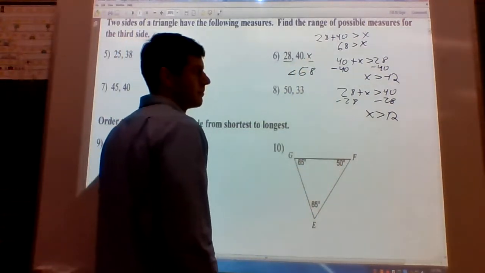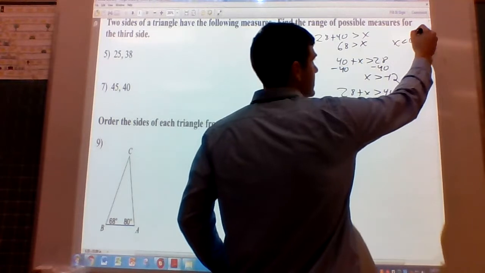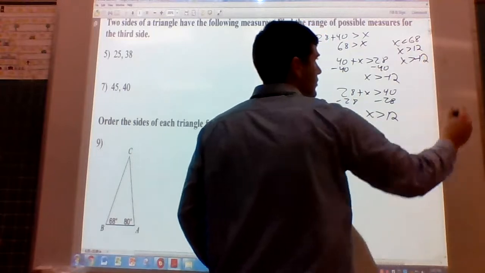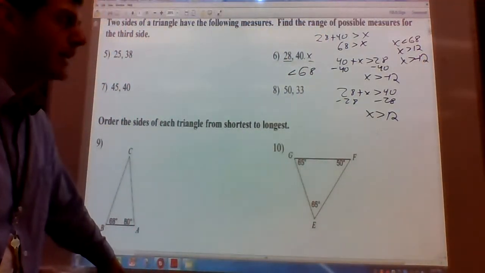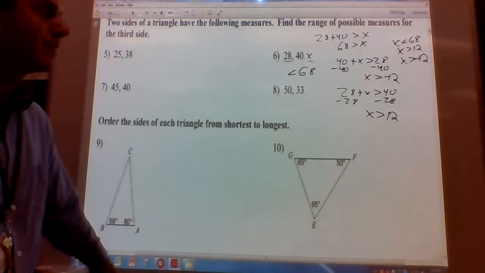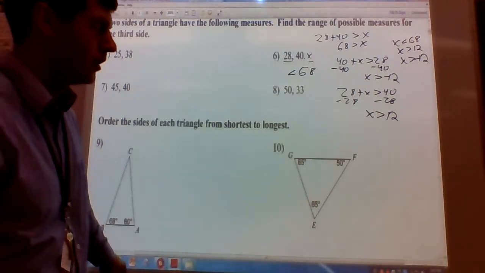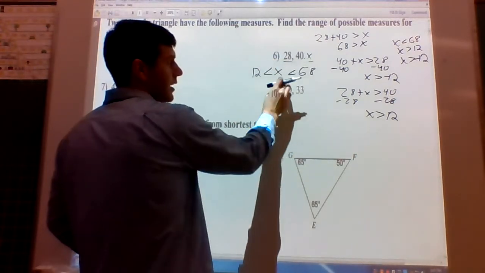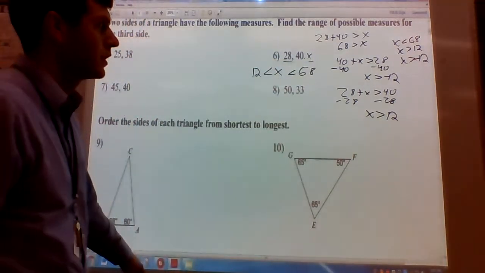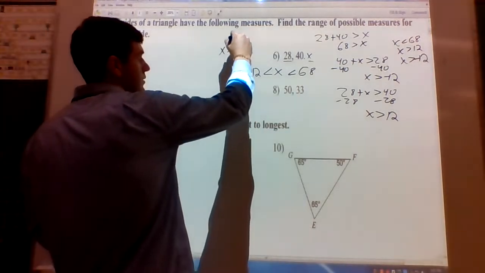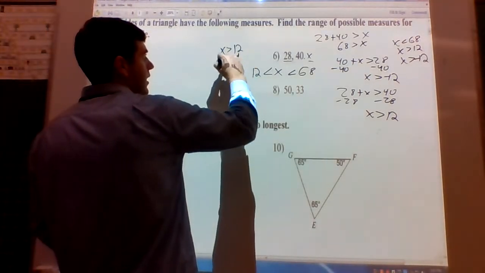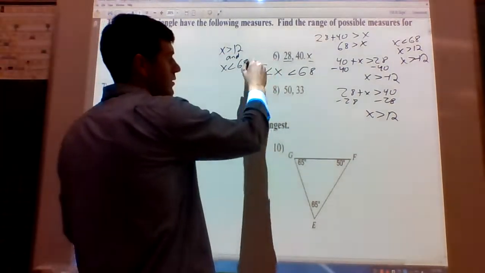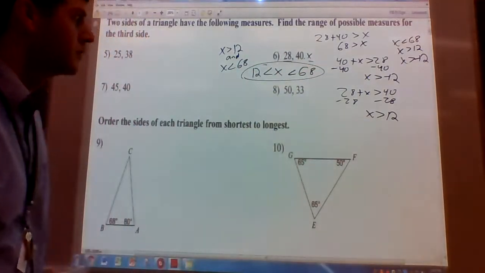So we have x is less than 68. We have x is greater than 12, and x is greater than negative 12. So just like the last one, we need a number that's greater than 12 and greater than negative 12, which means that number has to be greater than 12. So x has to be greater than 12, and x has to be less than 68, right? We could write it like this: x is greater than 12, and x is less than 68. Or we can put it together all in one expression.